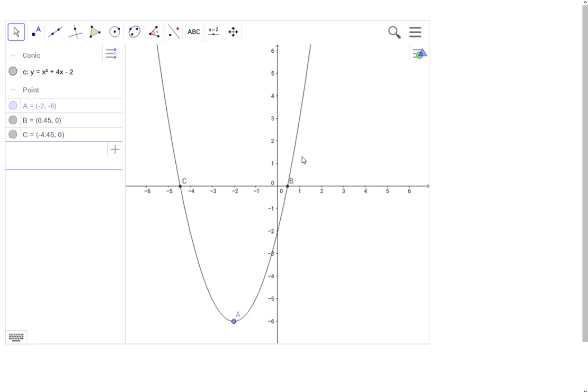Okay, minimum point -2, -6. So you've got x plus 2 squared minus 6. And you've got x squared, plus 2 times 2 is 4x. And you've got -6. So the equation is y equals x squared plus 4x minus 2. Okay, as easy as that. All right, let's look at something a little different.